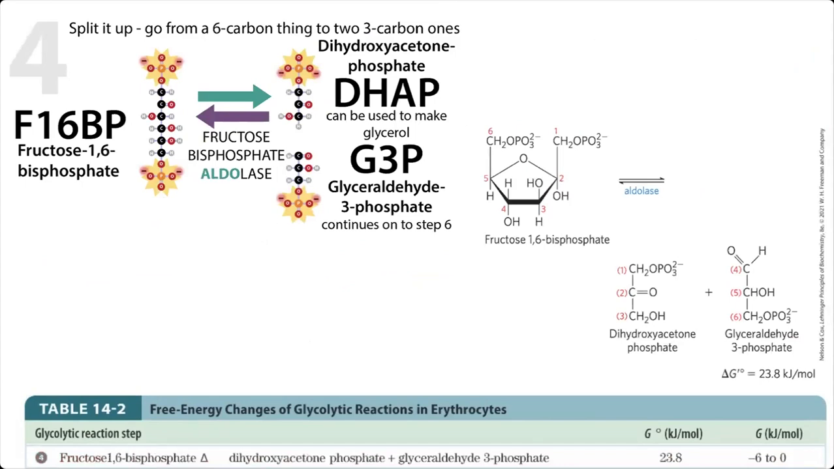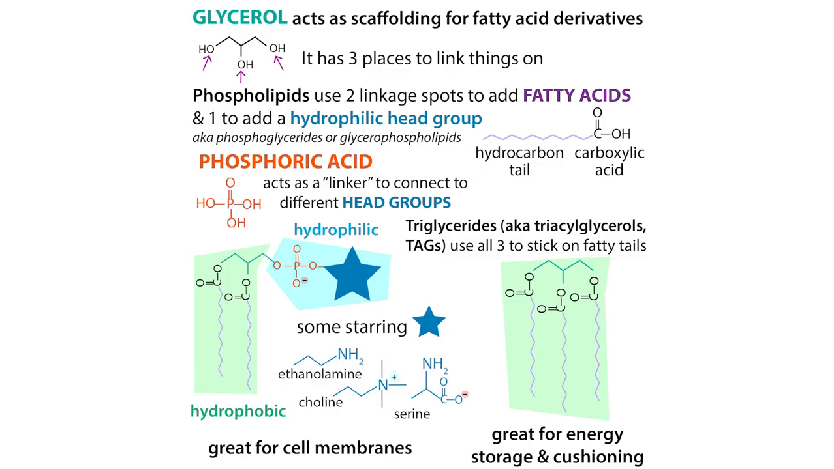One of the benefits of splitting things up is that now you have pieces that you can take in different pathways, so you don't have to commit all of the glucose, say, to glycolysis, and you can have pieces that you can then go and use. For example, one of the products of this, dihydroxyacetone phosphate, or DHAP, can actually be used to make glycerol, which can be used to make your triacylglycerides, so like your fats to store.